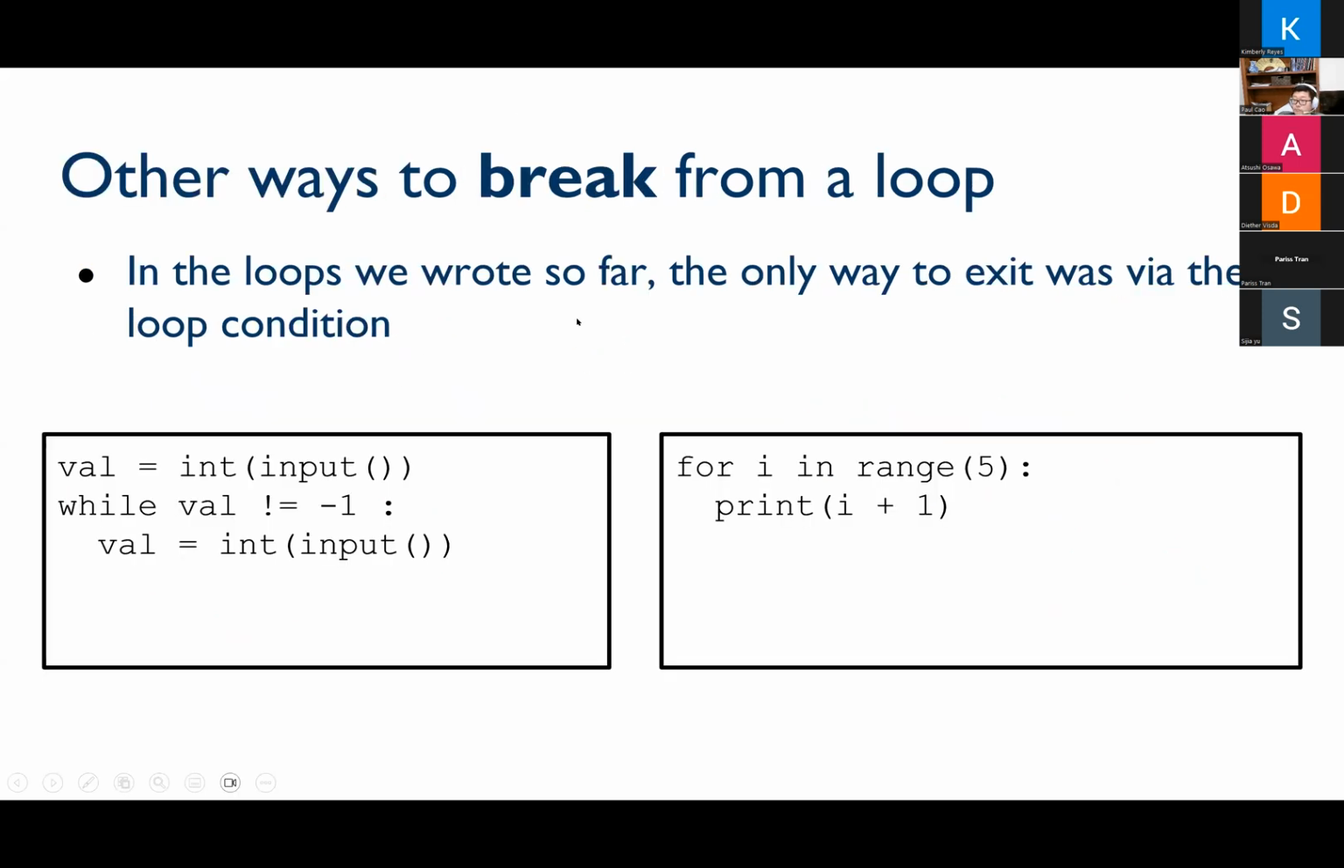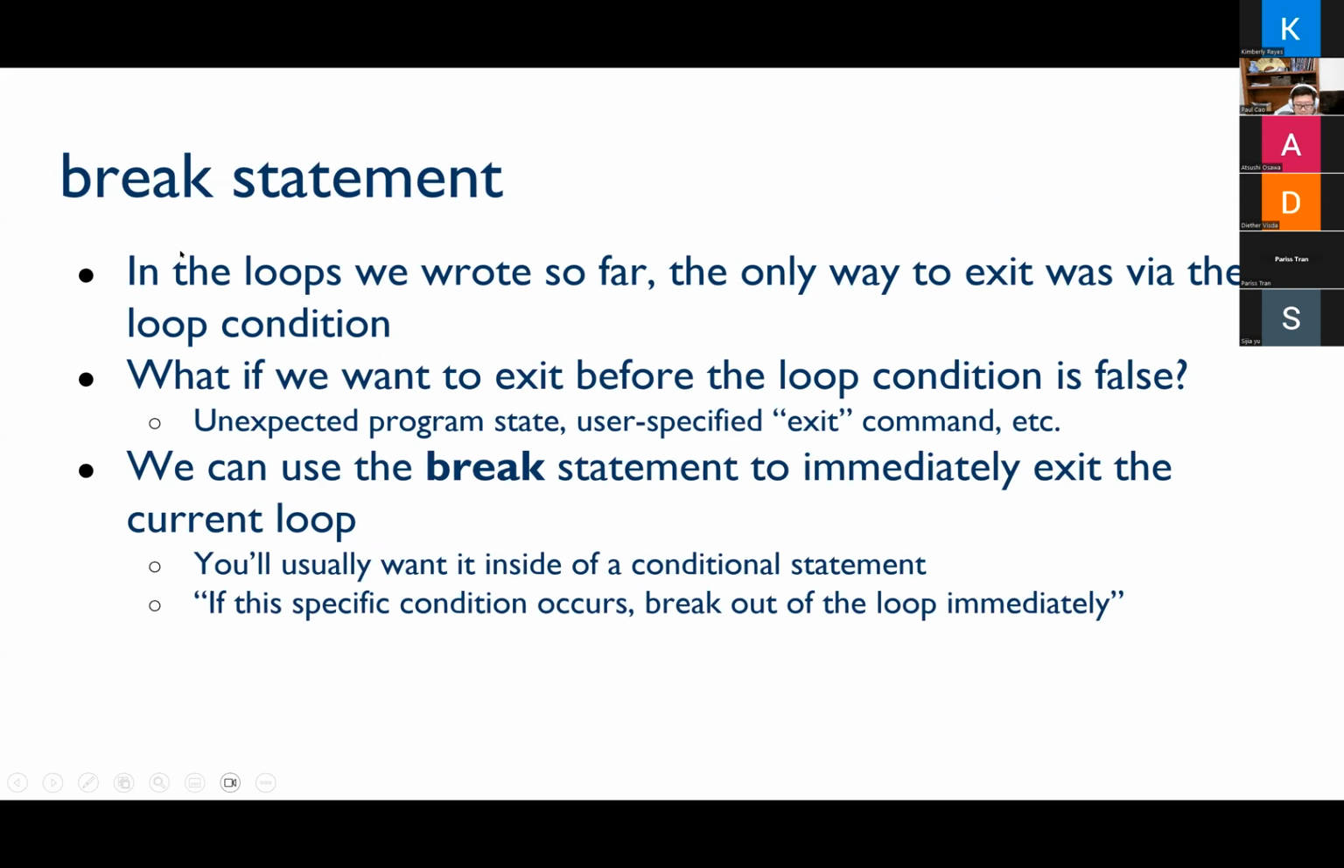Okay. So let's look at this one. Normally, if you have a while loop, that's what you do. Unless the user gives me a -1, you're stuck in the while loop. Or this loop would run 5 times, or finish the entire 5 rounds. That's normally how it goes. But for the break statement, you can use break to immediately exit the current loop. That means if this specific condition occurs, break out of the loop immediately. Don't continue with the remainder of the loop anymore.